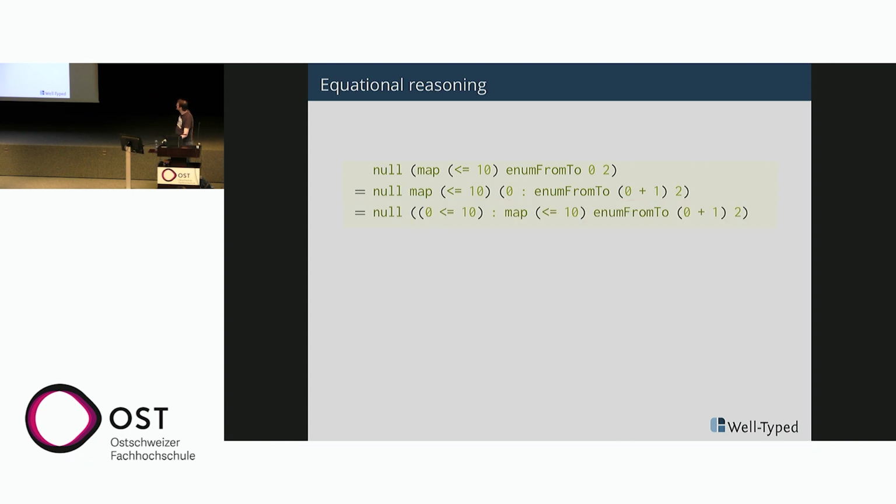We get null applied to 0 is less than or equal to 10 cons a recursive map call, where again there are parentheses missing. Sorry for that. And at this point we can reduce null, and we get false. Okay. So it makes it relatively easy to see that this is still constant space, and also still constant time. It just introduces another indirection.